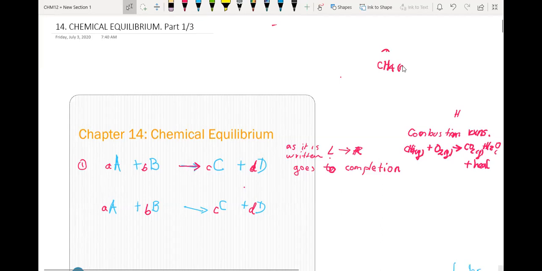CH4 gas plus O2. Finish this. This is the one here. And this one, propane, C3H8 gas, plus O2, finish it, and balance.